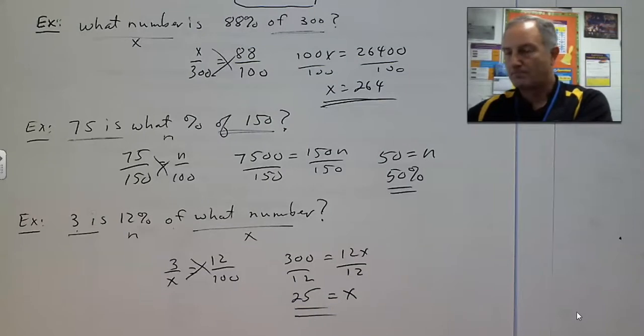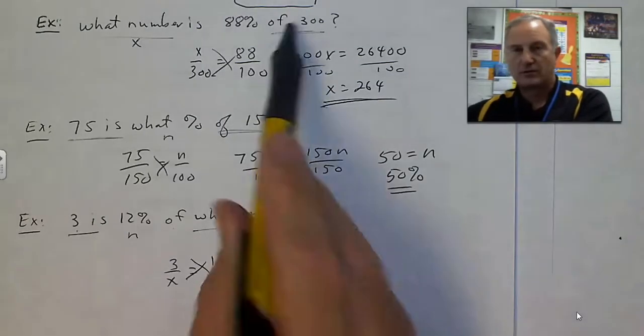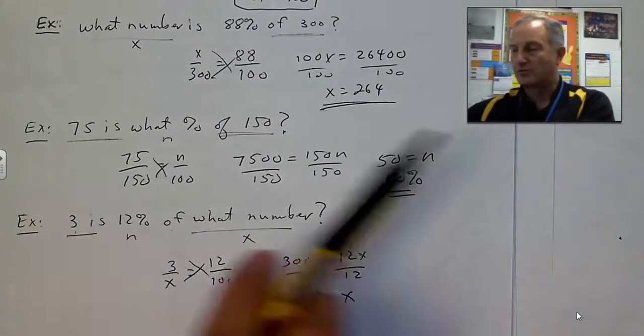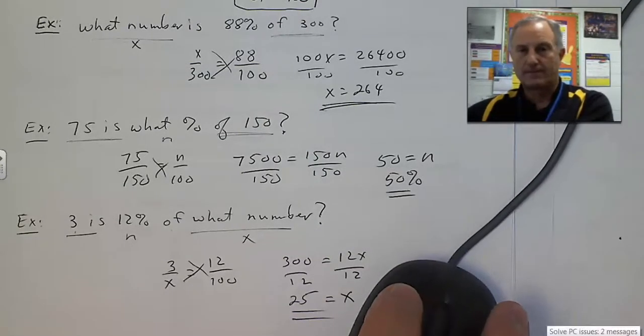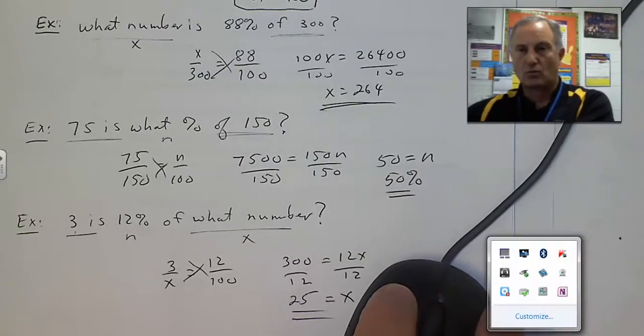Okay? Is over of equals n over 100. Setting up proportions, solving by cross multiplying and dividing. Okay? We'll look at more examples.